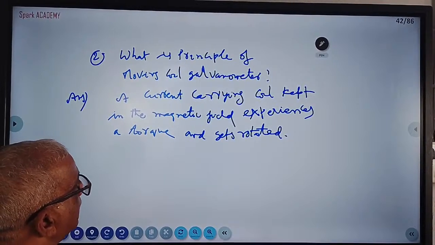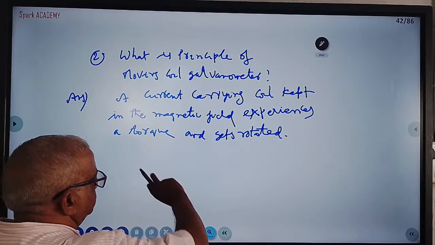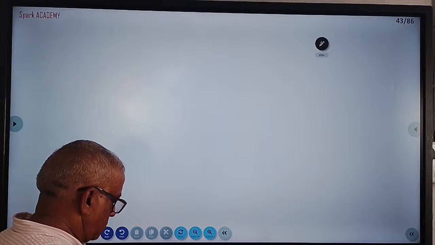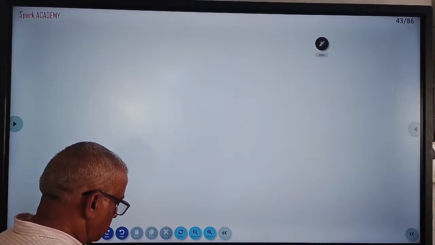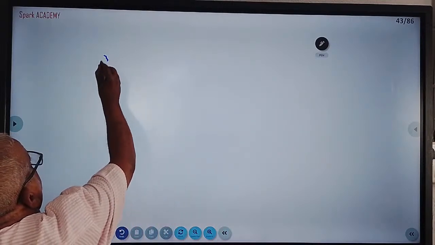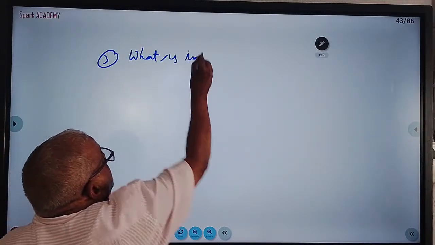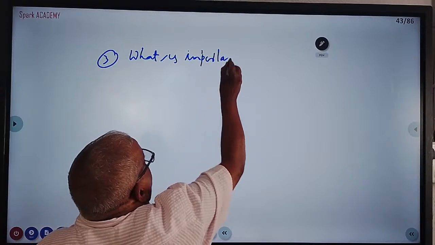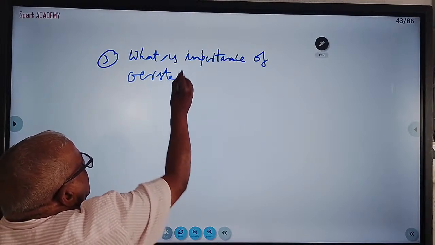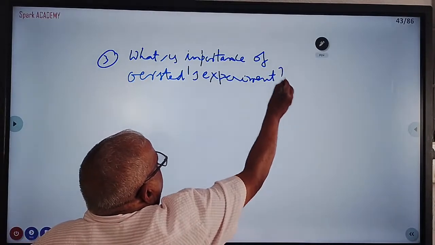A current carrying coil kept in the magnetic field experiences torque and gets rotated. Then, the third question: what is the importance of Oersted's experiment?